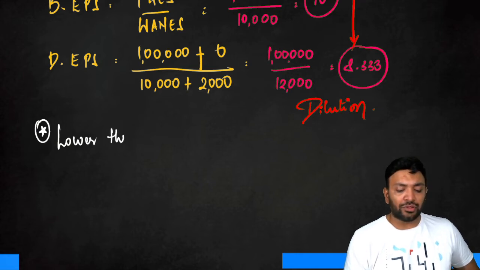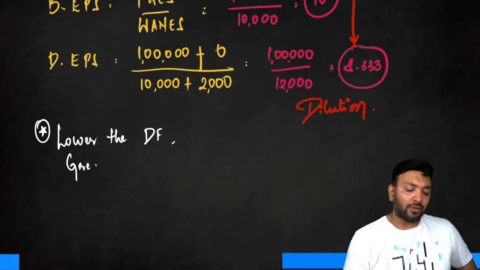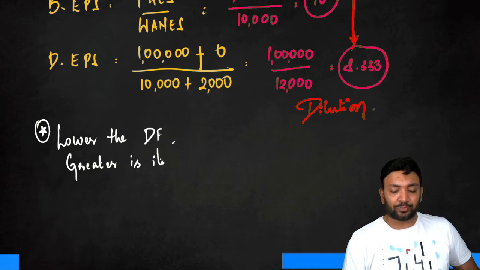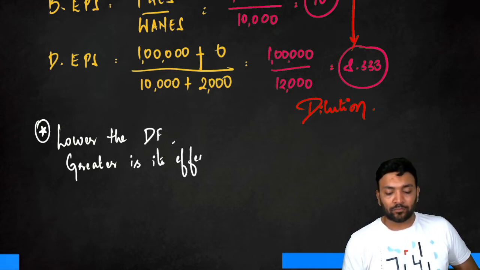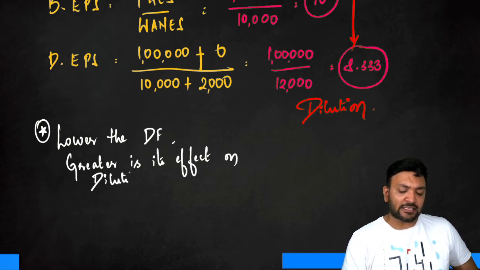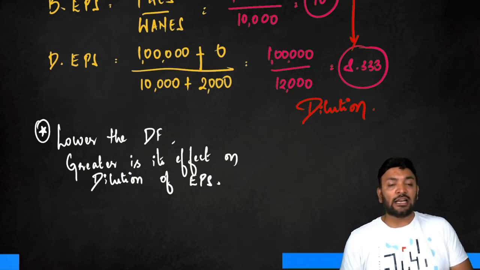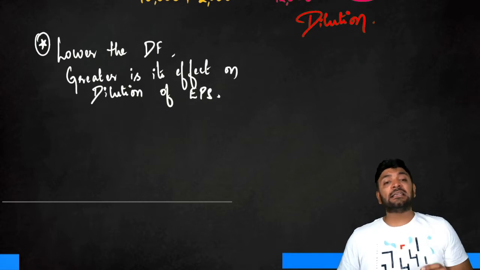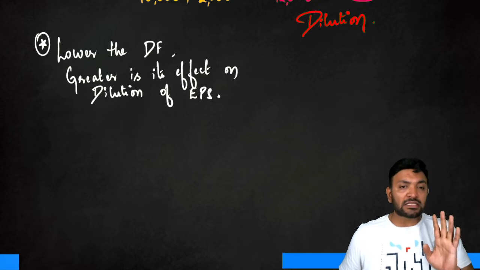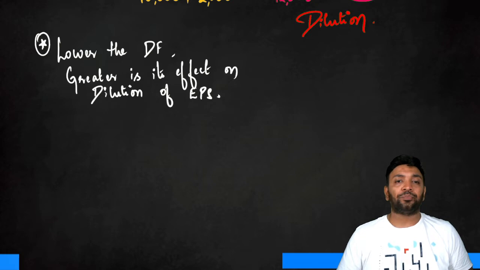Lower the dilution factor, greater is its effect on dilution of EPS. Lower the dilution factor, higher is its effect of dilution on EPS. Here, remember this statement always. I will use this statement not immediately, but at a later point of time.